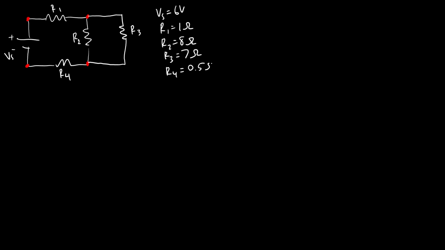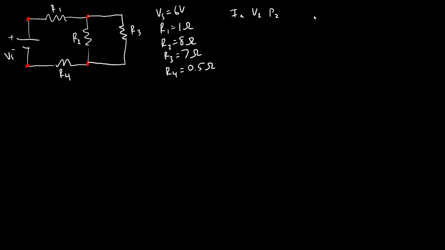And we're going to use the same problem we had in the previous 2 videos to make sure we get the same answer, where we have a known voltage source, Vs, and then we have resistor values R1, R2, R3, and R4. And we know that those values are Vs equals 6 volts, R1 equals 1 ohm, R2 equals 8 ohms, R3 equals 7 ohms, R4 equals 0.5 ohms, and we are going to be asked to solve for the current, voltage, and power of the resistor R2.